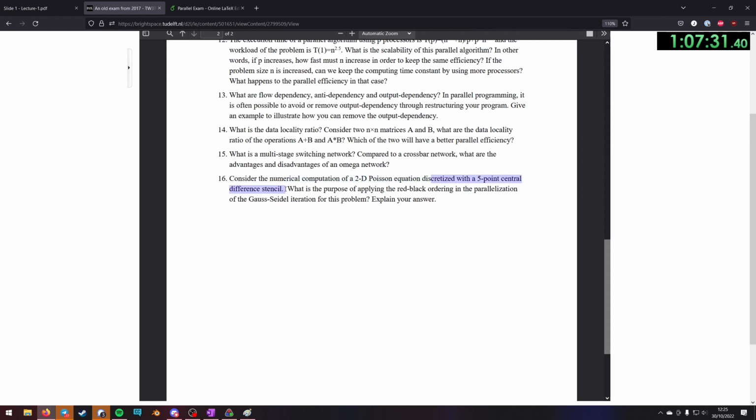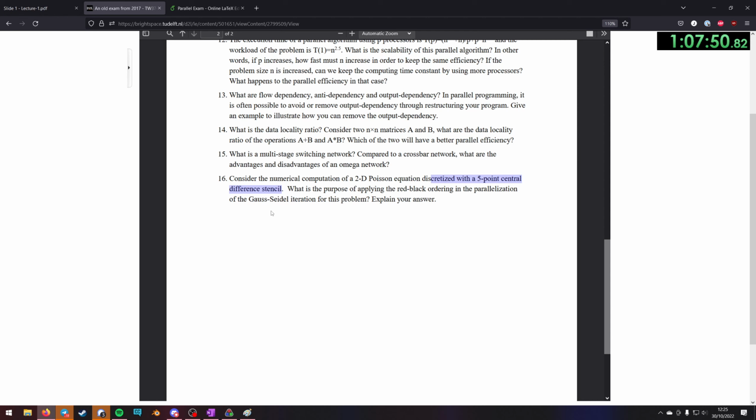Discretized with a 5-point central difference tensor. So that central difference, I think, has something to do with the discretization. Yeah, it's a way to discretize. Yeah, which it says here. What's the purpose of applying red-black order? I remember this.